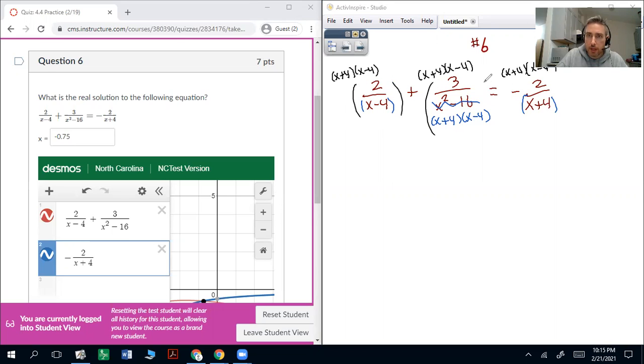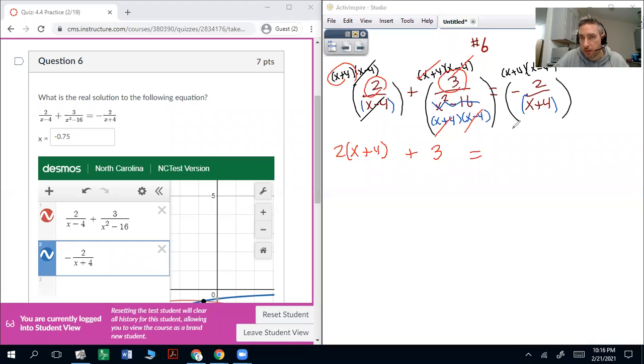And let's put that in parentheses and let's cancel some stuff out. So x minus 4s will cancel out here. We got a 2 and an x plus 4 hanging out. So that's going to be that part. Let's cancel all these x plus 4 factors, and what I have left over is a 3. So plus 3. Down here on the right side, I have minus, and then x plus 4's cancel out. So negative 2 times x minus 4. So that's our equation.